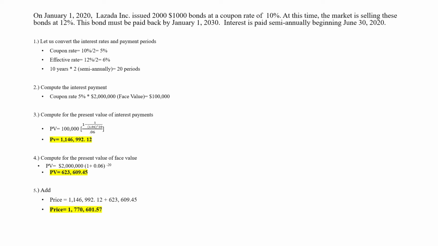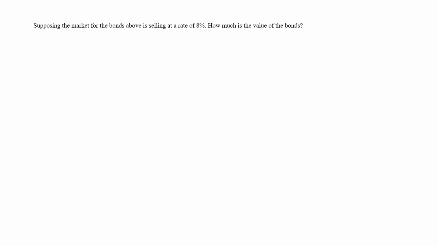Let's have another example. Here, the same conditions except that the market for the bonds is selling at a rate of 8%. So first, let us convert the interest and repayment periods. Our stated rate stayed the same, so we still have 5%. Now, our effective rate has changed, which is now 8%. So we divided it by 2, now we have 4%. And since the maturity period did not change, we still have 20 periods.